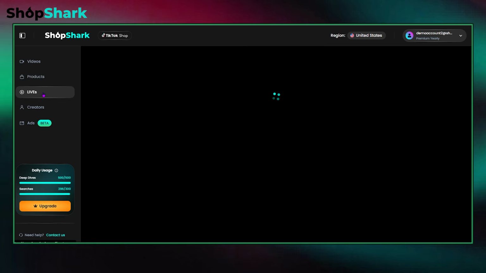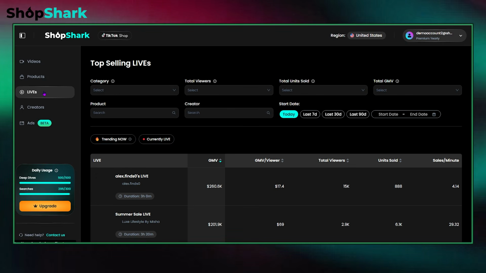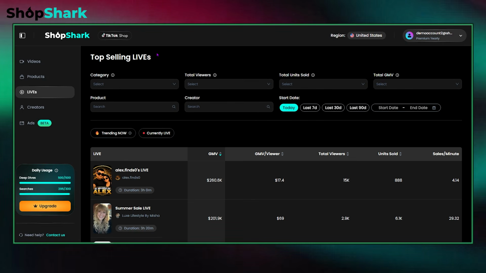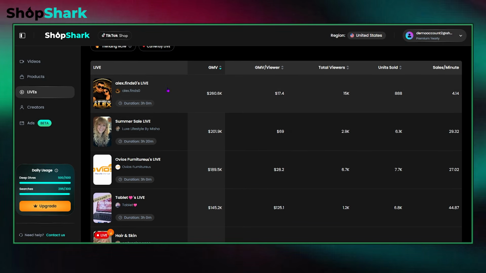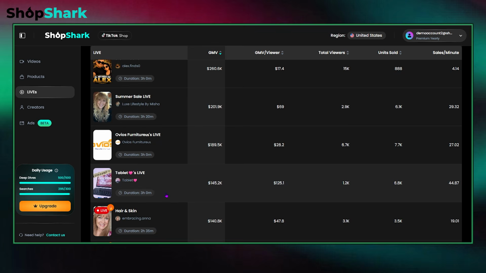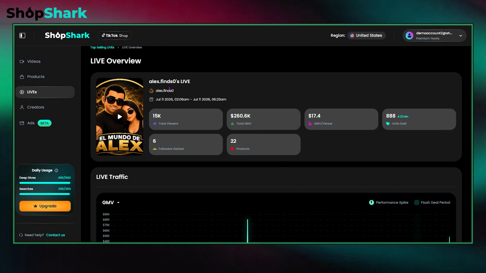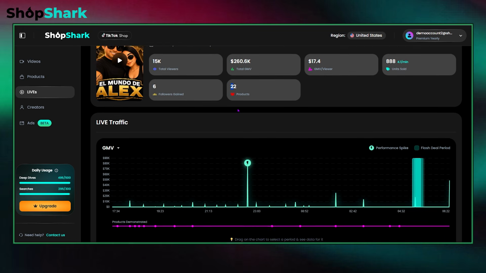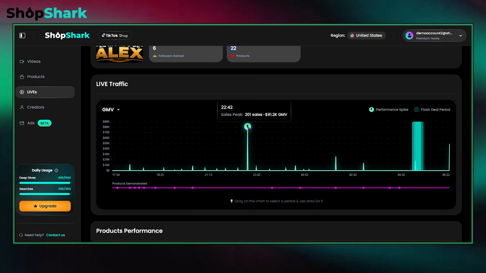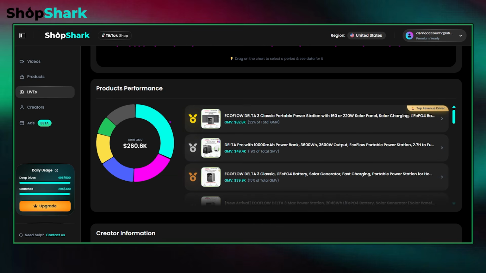Another useful part is the live commerce data. A live stream can show a sudden spike in viewers or sales, but without context, those numbers do not explain much. ShopShark helps connect that spike to what was happening at that exact moment. You can look at the timing, see which product was being featured, and check whether videos published around the same period may have contributed to the sales movement.